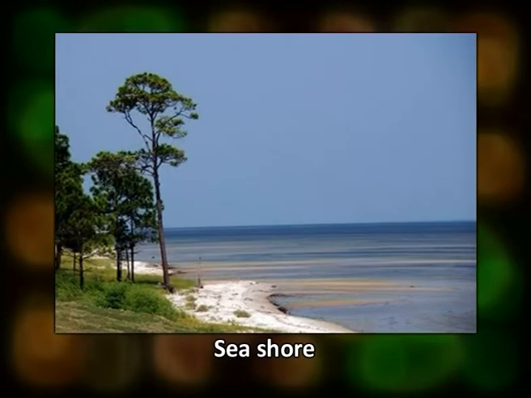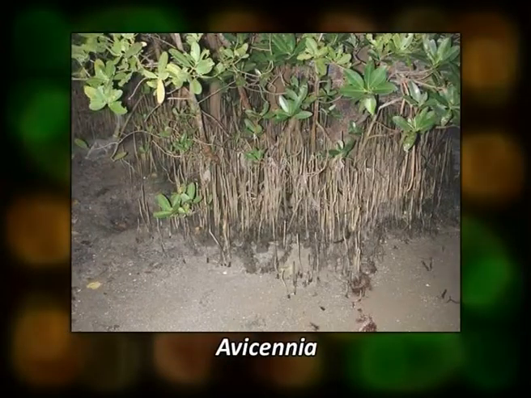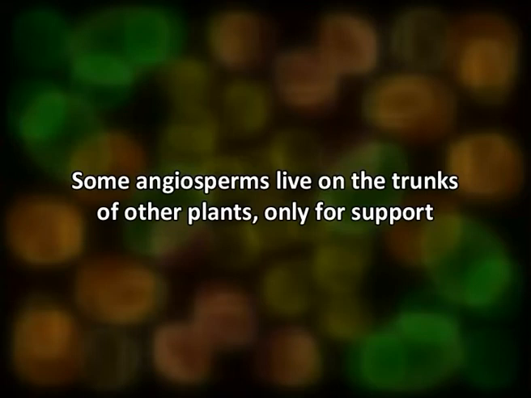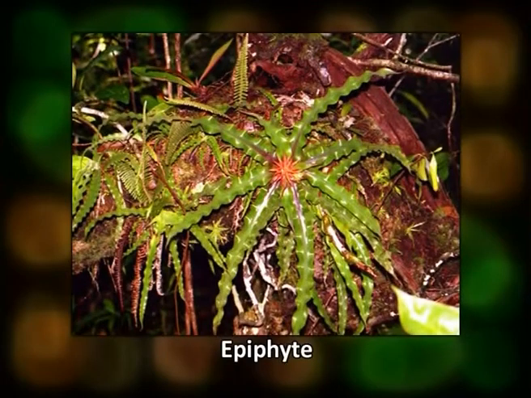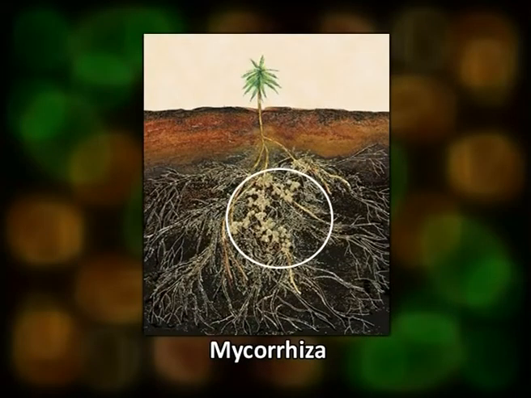Some seed plants have learned to live successfully on seashores, that is, in marine water. They are called halophytes, for example, species of Rhizophora and Avicennia. Some angiosperms live on the trunks of other plants only for support. They are called epiphytes. They are autotrophs, but Epipogium species, an epiphyte, lacks chlorophyll and derives its nutrition from a highly developed mycorrhiza, that is, it lives as a parasite.